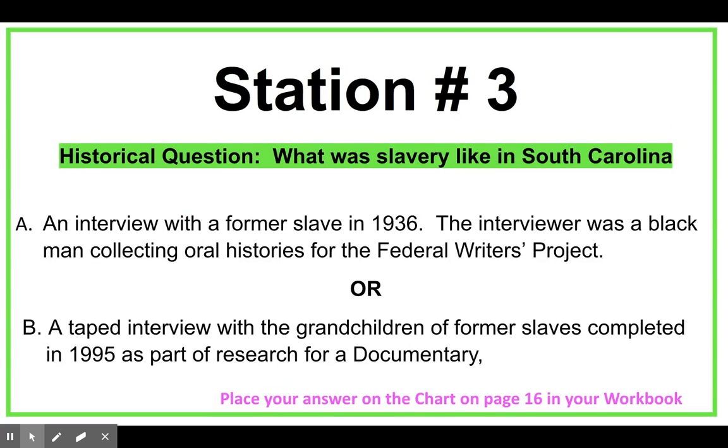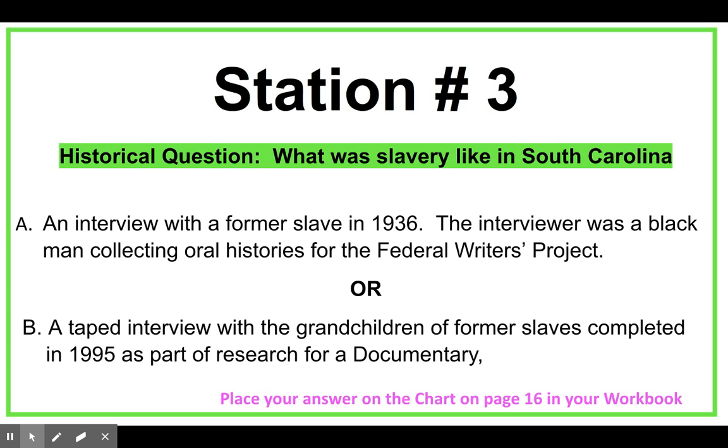All right. Okay, what's our question? Our question is, what was slavery like in South Carolina? So we want to know what slavery, the institution of slavery, was like in South Carolina. So which source would we use?